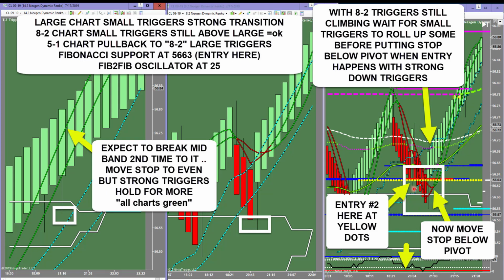So again, this is the one exception. Super strong small triggers down. You were willing to risk $100. Don't lose that willingness to risk $100. Just recognize that it's really strong, so you wait for the triggers to roll, and then you avoid the little pivot stop out right there. Trust me, this happens all the time, and you'll see how consistent this one is.